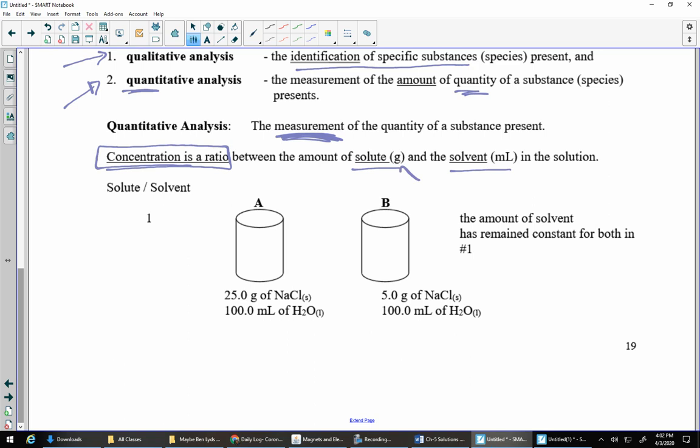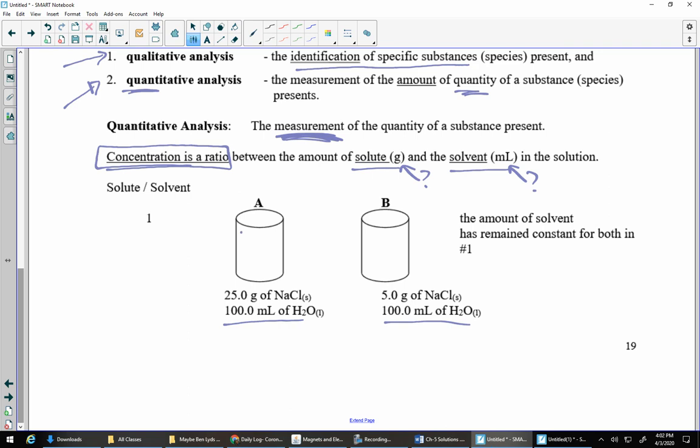And again, it doesn't need to be grams, and it doesn't really need to be in milliliters, but I think that's a good place to start to think about this. So as we go through, I've got these two little beakers here, beaker A and beaker B. They're both 100 milliliters of water, and therefore we're going to make 100 milliliters of solution. So the solvent is 100 milliliters of water.